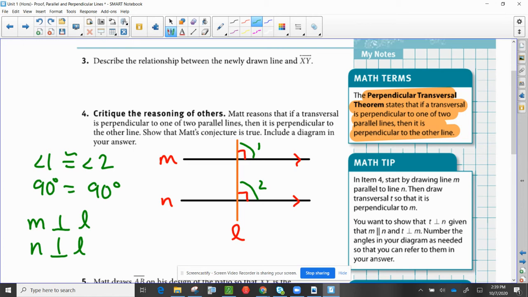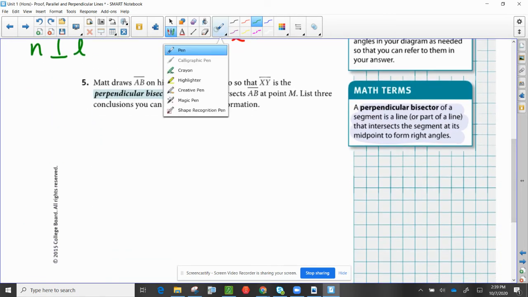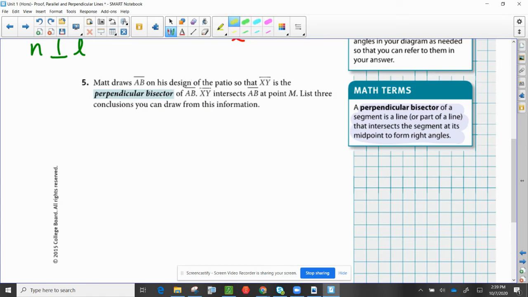Okay, so that's what the perpendicular transversal theorem says. If it's perpendicular to one of the parallel lines, it must be perpendicular to the other parallel line. Right, let's jump down here to the next one, which is a perpendicular bisector.